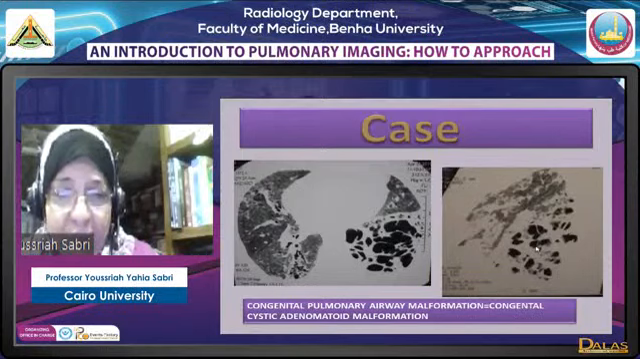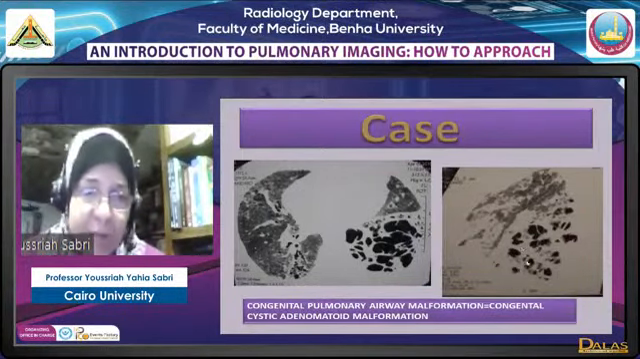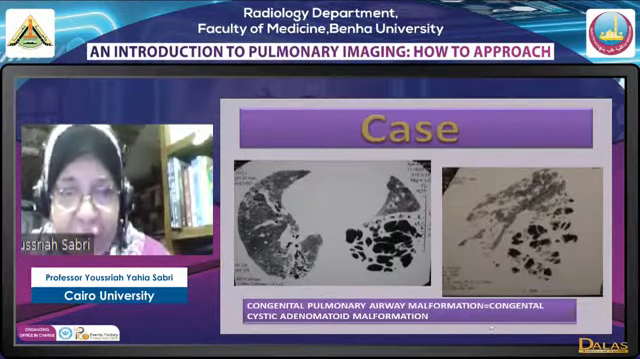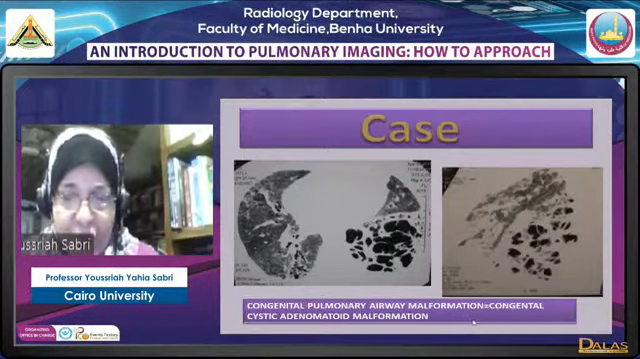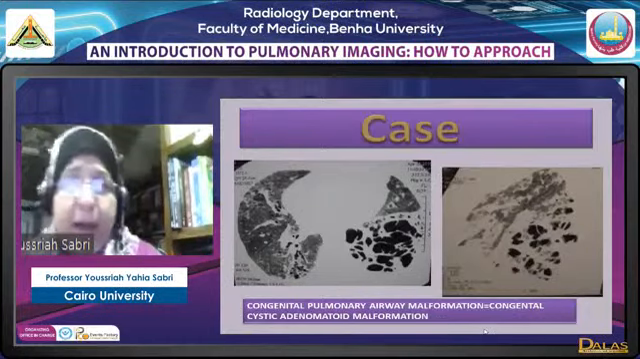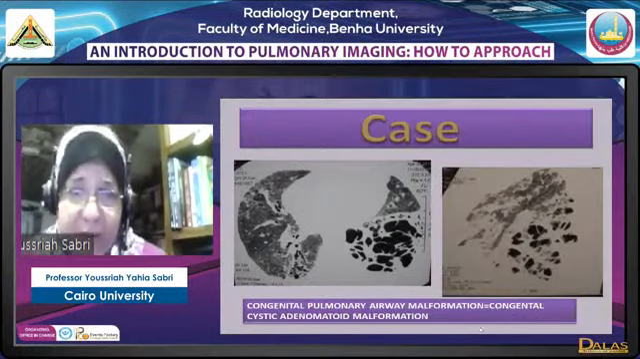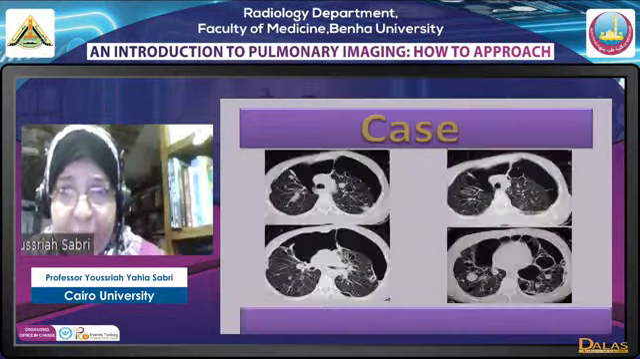This is a congenital pulmonary airway malformation. It looks like this. It has another name, congenital cystic adenomatoid malformation, which is the old name, and it is one of the congenital lesions that we see in adults.